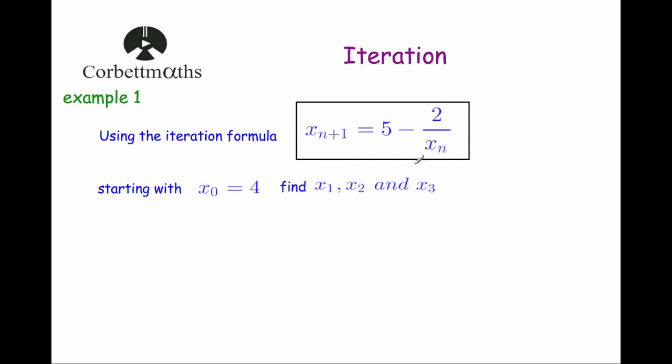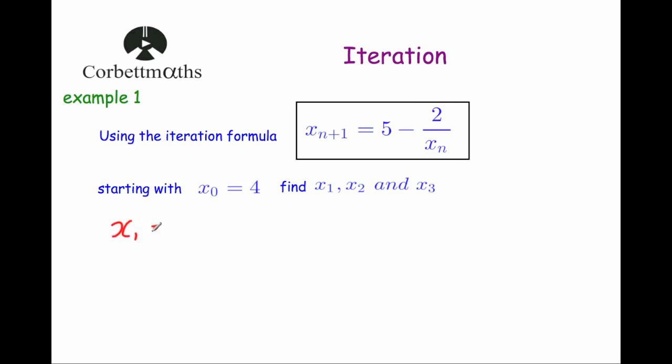So this is an iteration formula, and what it tells you is how to work out the next x value. In other words, we know x0, so we're going to be able to work out x1. When we know x1, we'll be able to work out x2. When we know x2, we'll be able to work out x3, and so on. So we're going to start with x0 equals 4. We're going to substitute that in here for xn, and then we'll be able to work out our x1. So let's do that.